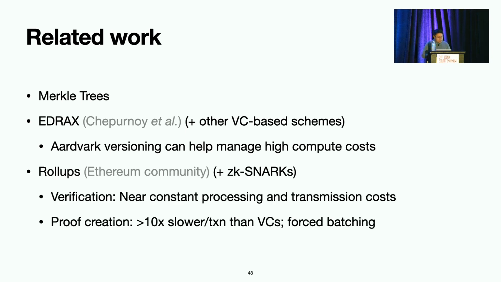The session chair will be upset at me if I don't mention zero knowledge. ZK rollups and ZK snarks are another way to reduce storage costs. And here the verification costs are excellent. The creation of the verification of proofs and transmission of proofs has almost a constant cost and is extremely efficient. The drawback is that proof creation is relatively slow. It's about an order of magnitude slower per transaction than vector commitments. And also, to get these good verification costs, batching is required. So batching will increase the latency for a transaction.